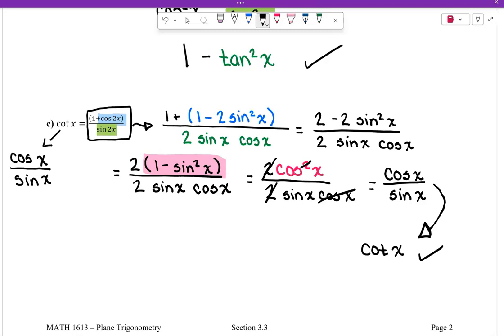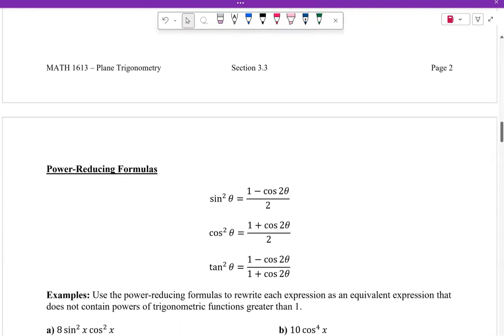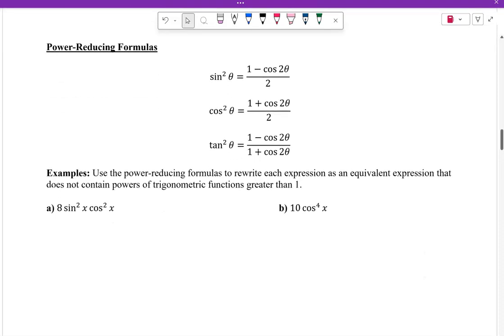Okie dokie. I think that's it for that one. Now we're going to go look at power reducing formulas. So if we have sine squared of theta, we can reduce the power down so that we have no more powers greater than 1. Okay. So that's actually what we're going to do here first.